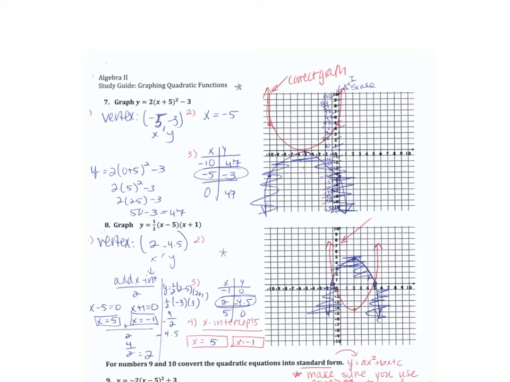So for number 7, again, this one is in vertex form, so we know it's going to open up, therefore there will be a minimum, and the vertex is opposite of inside, so it's -5, comma, number on the outside, -3. If we know that this is our vertex, x equals -5 is our axis of symmetry, and our min value is just -3, because that's the y-coordinate of the vertex.